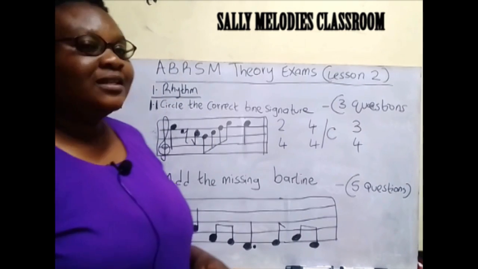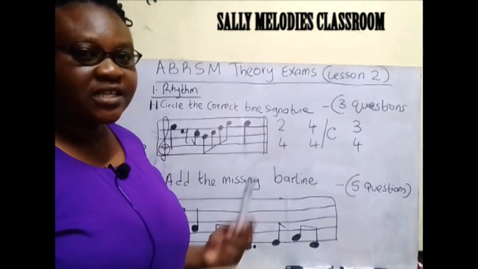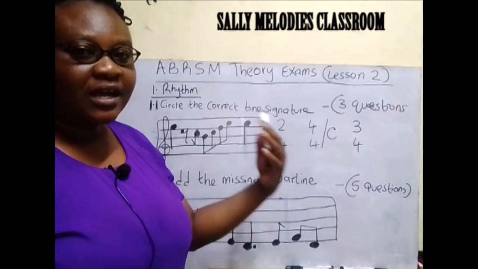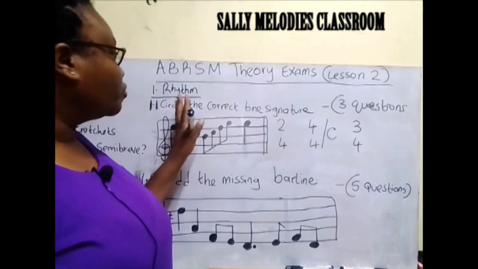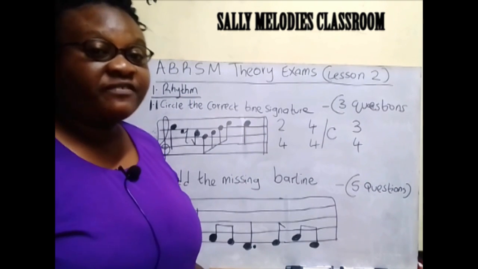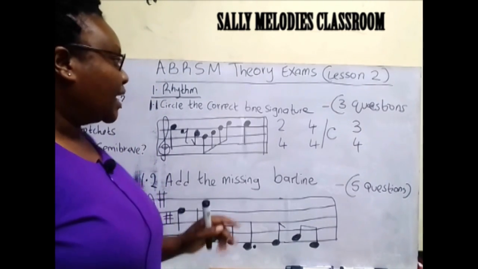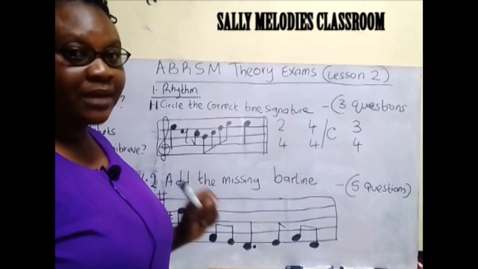We are still looking at ABRSM theory exams, and this might take us several lessons because we are going to be looking at every area. As we said, we cover 7 areas. Now the first area here is rhythm, and we said that it has 15 marks.